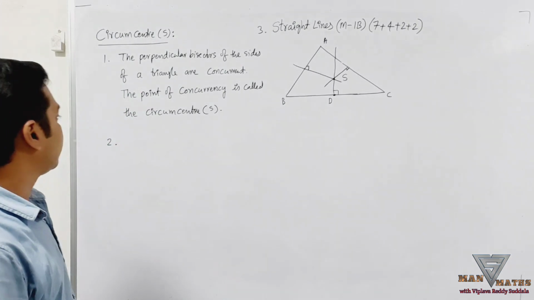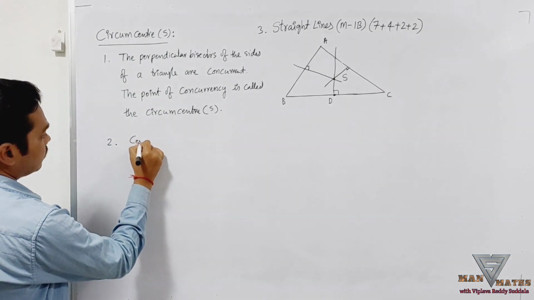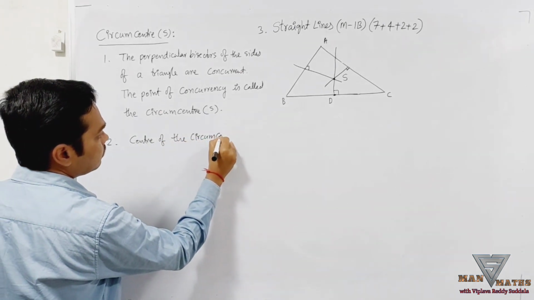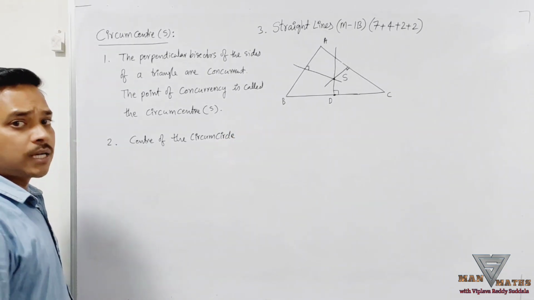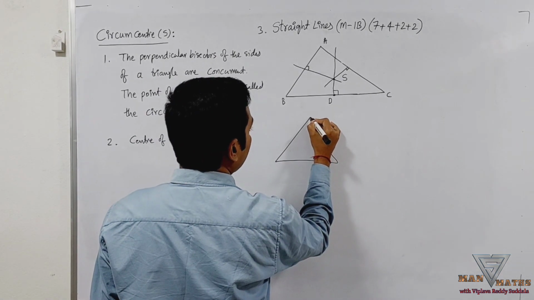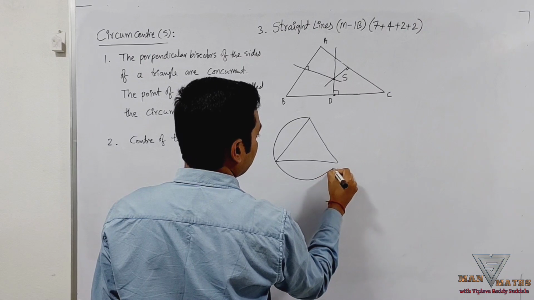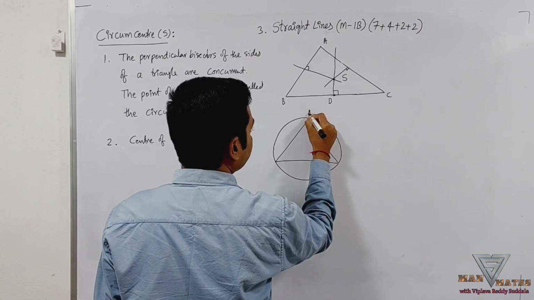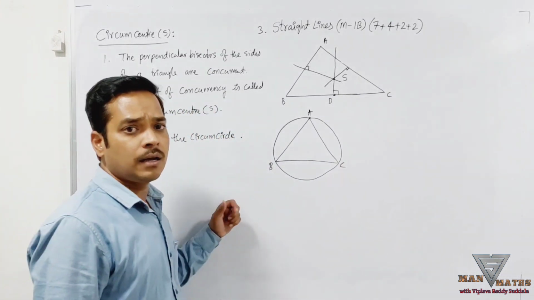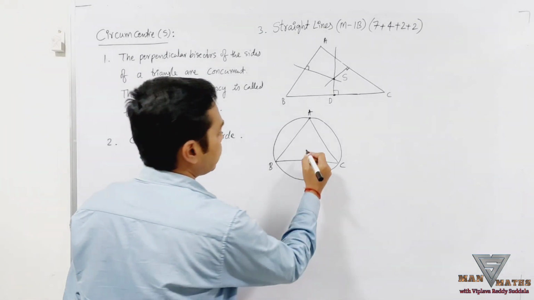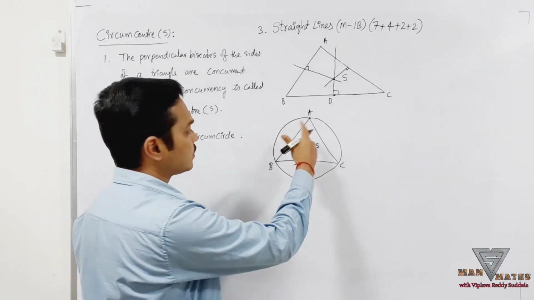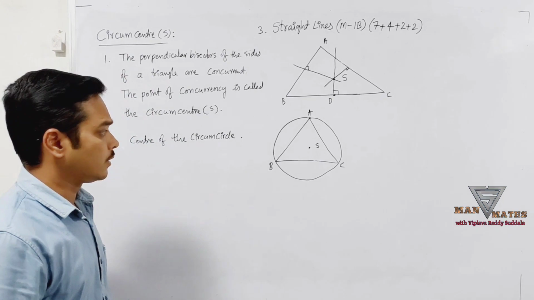circumcenter is the center of the circumcircle. What is the circumcircle? The circle passing through the vertices of the given triangle is called the circumcircle. Every circle has a center. So the center of the circumcircle is nothing but the circumcenter.